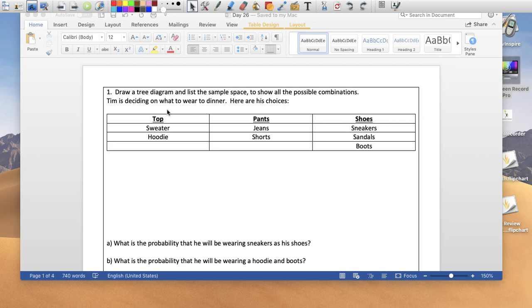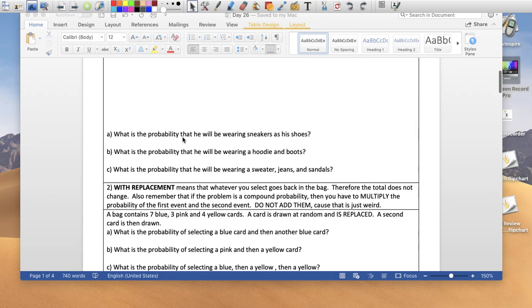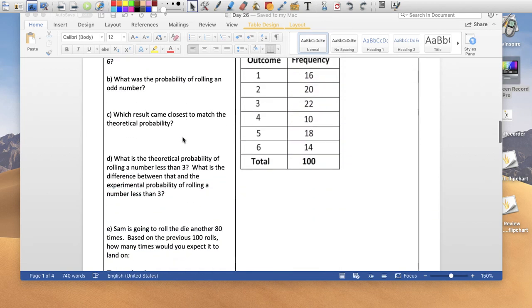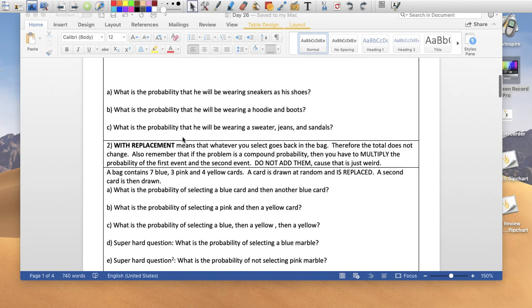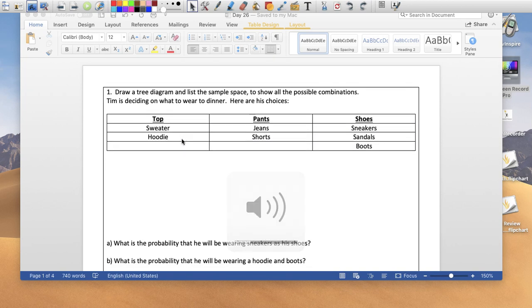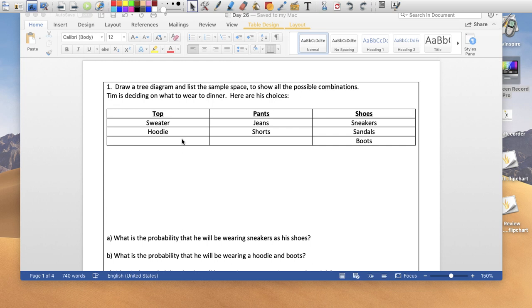So the first few questions are dedicated to your last test because there were some mistakes here and there that I'd like to see you correct before, obviously, your state test. So one is the tree diagram. Now, it doesn't matter which order you start with. You can start with the pants.